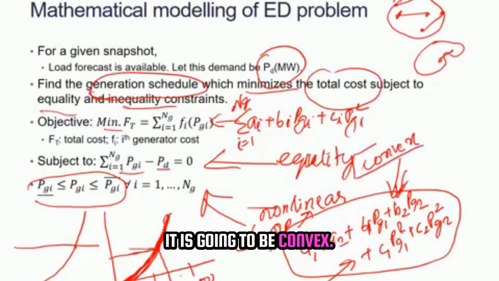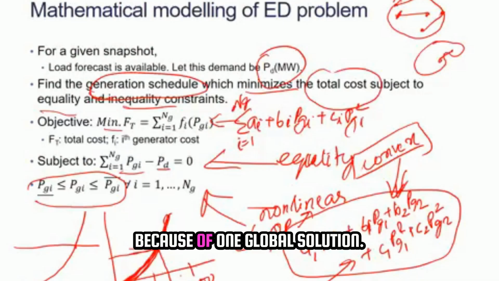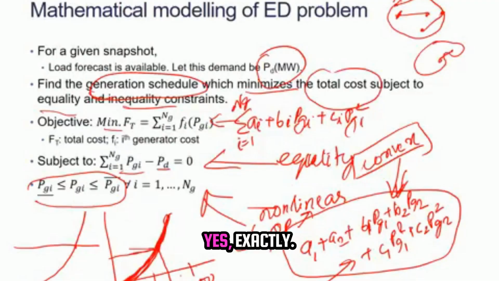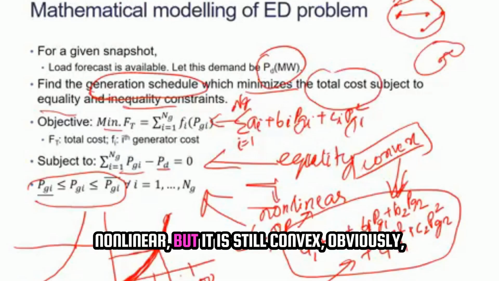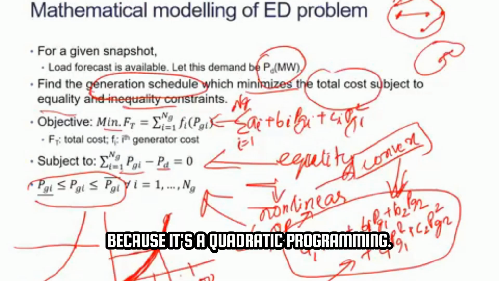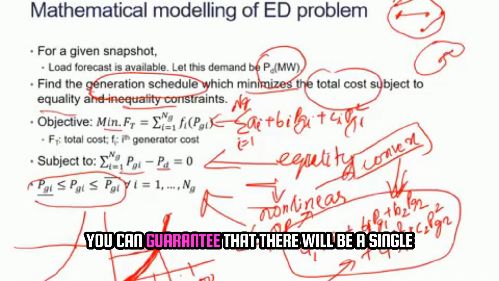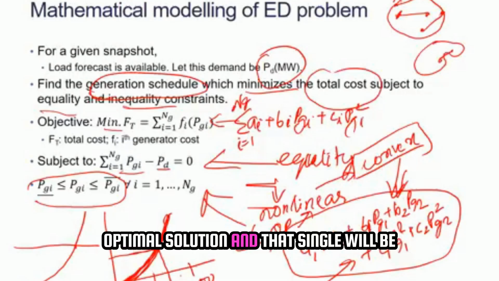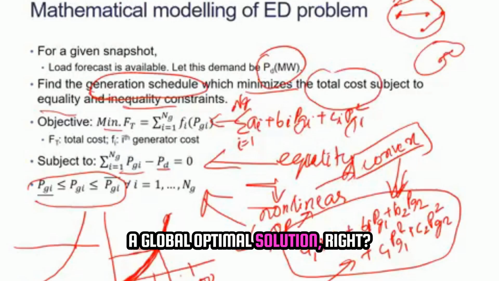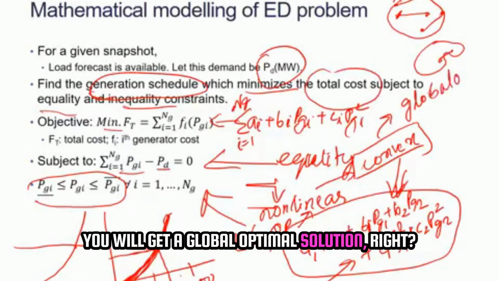It is going to be convex, because of one global solution. Yes, exactly. So now it is convex. Although it is non-linear, it is still convex, obviously, because it's a quadratic programming. And as soon as it is convex, you can guarantee that there will be a single optimal solution, and that single solution will be a global optimal solution. Right? So as soon as I mention convex, it is obvious that you will get a global optimal solution.